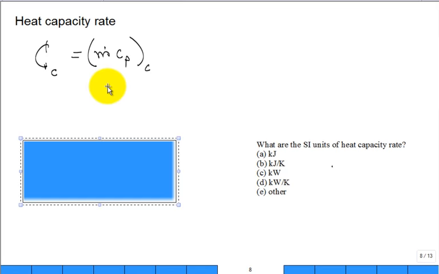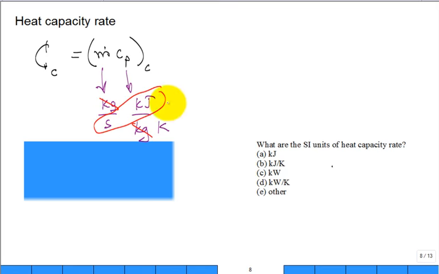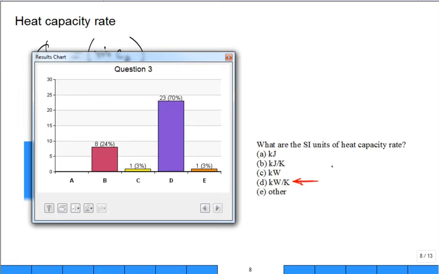Well, probably a lot of people are trying to do this in their head. What is the SI unit for mass flow rate? Kilogram per second. What are the SI units for specific heat? Exactly. Kilojoules per kilogram degree C or Kelvin, either one, right? You just cancel the kilograms. What's a kilojoule per second? Exactly, kilowatt. So which is the best answer? Isn't that the best answer?